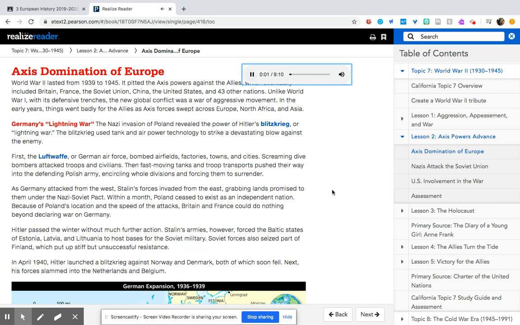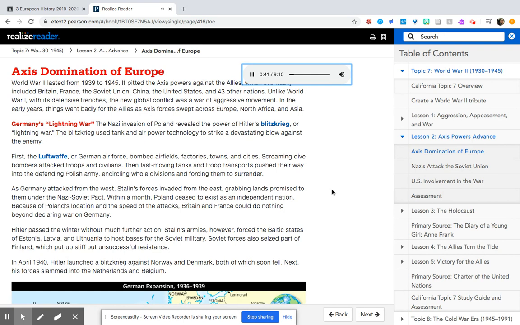Axis domination of Europe. Write about what it may have felt like to live during World War II. World War II lasted from 1939 to 1945. It pitted the Axis powers against the Allies, which eventually included Britain, France, the Soviet Union, China, the United States, and 43 other nations. Unlike World War I with its defensive trenches, the new global conflict was a war of aggressive movement. In the early years, things went badly for the Allies as Axis forces swept across Europe, North Africa, and Asia.